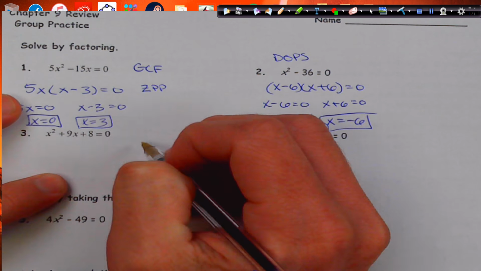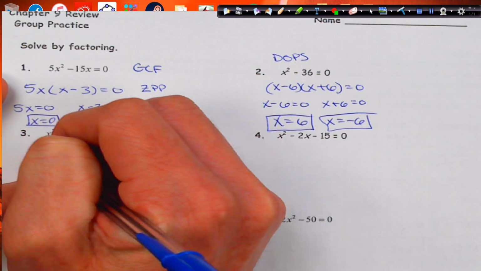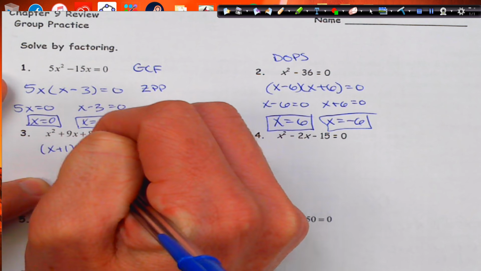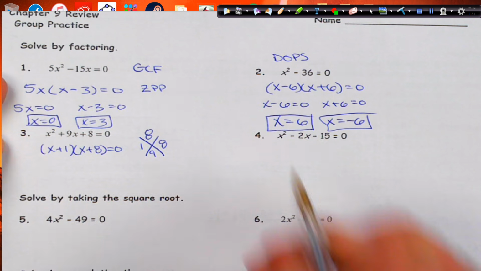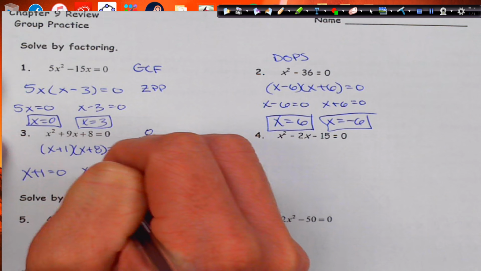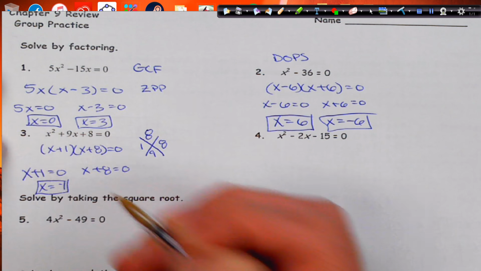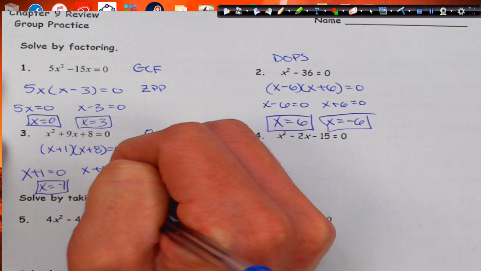This next one, we're going to have to x factor 8 and 9. That's going to be 1 and 8. So we're going to get x plus 1 and x plus 8 equals 0. So solve for each of those. We get x plus 1 equals 0, x plus 8 equals 0. Subtract. We get x equals negative 1, and we get x equals negative 8.